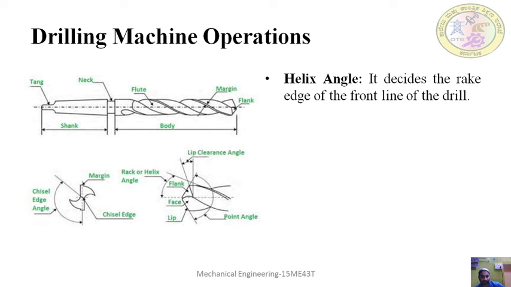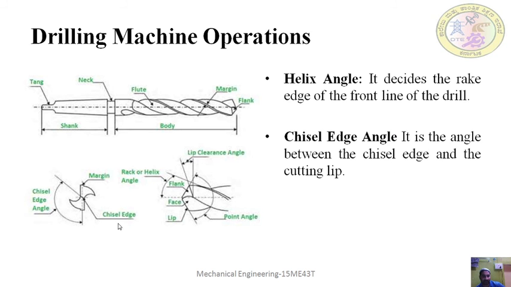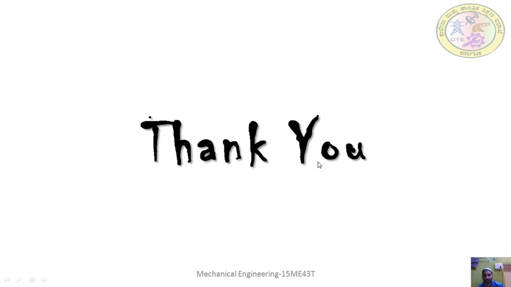Helix angle. You can see here helix angle. It decides the rake edge of the point line of the drill. You can see the angle between this axis and this flute. This is called as helix angle. Chisel edge angle. So this is the chisel edge angle. It is the angle between chisel edge and the cutting lip. So the angle between the chisel edge and the cutting lip is called as chisel edge angle.